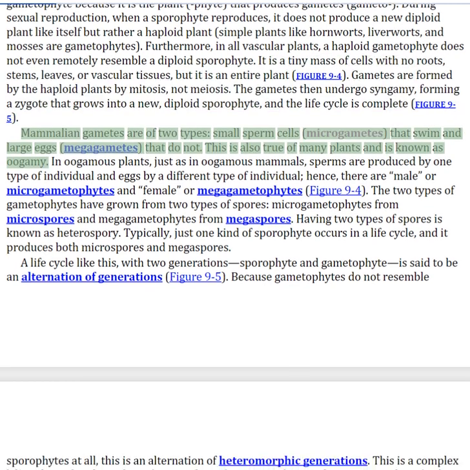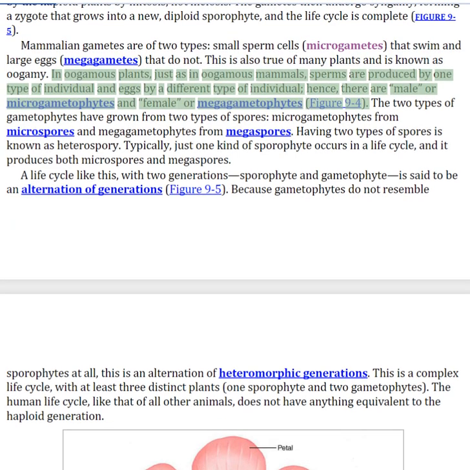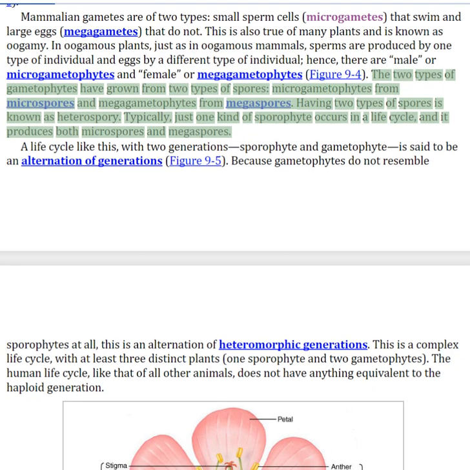Mammalian gametes are of two types, small sperm cells that swim and large eggs that do not. This is also true of many plants and is known as oogamy. In oogamous plants, just as in oogamous mammals, sperms are produced by one type of individual and eggs by a different type of individual, hence, there are male or microgametophytes and female or megagametophytes. The two types of gametophytes have grown from two types of spores, microgametophytes from microspores and megagametophytes from megaspores.